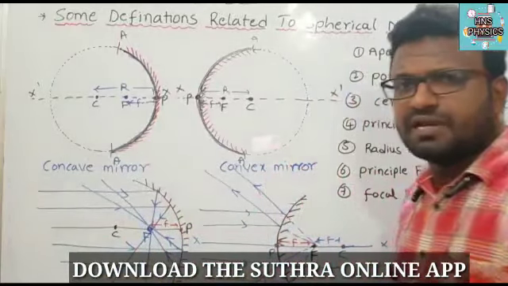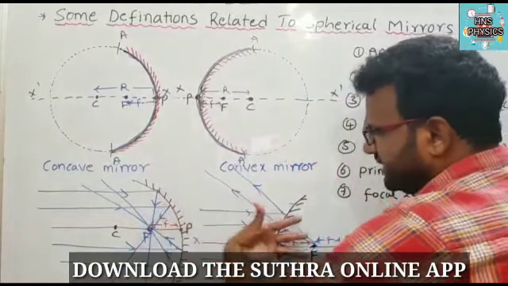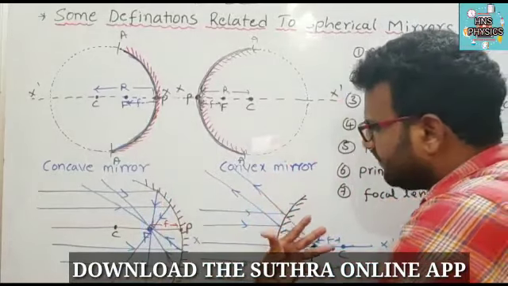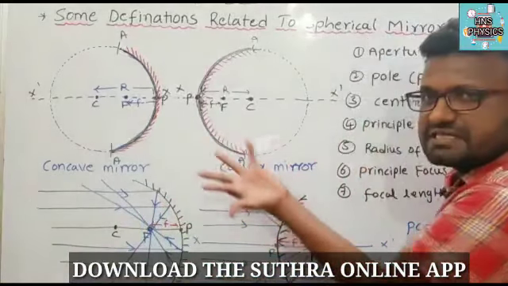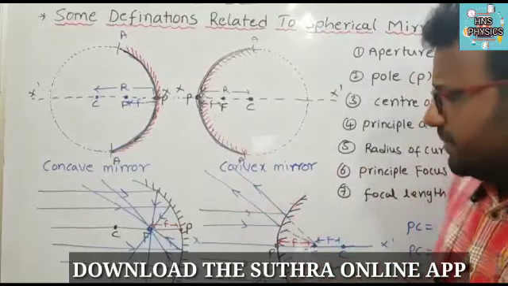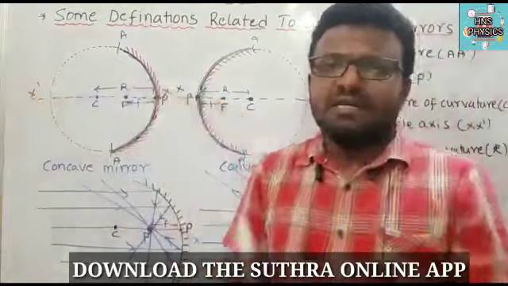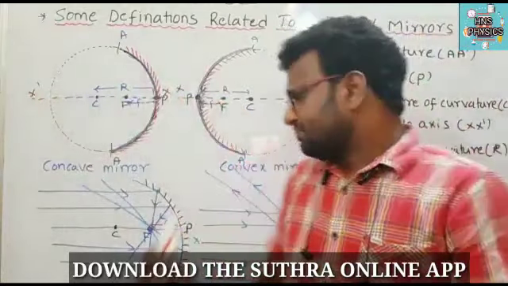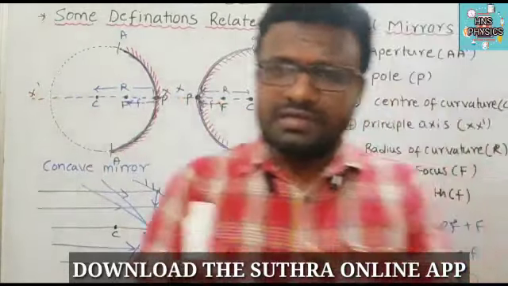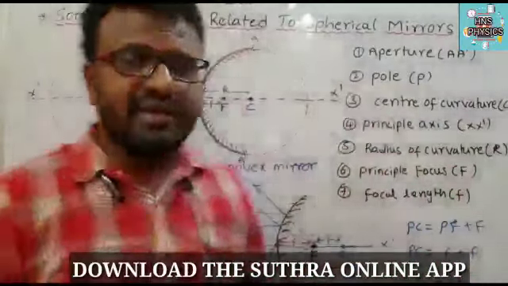Next, come to the convex mirror. When a parallel beam of light is incident on a convex mirror, after the reflection the rays go in various directions. That means after the reflection the rays diverge. That's why a convex mirror is called a diverging mirror. These are the terms related to spherical mirrors.